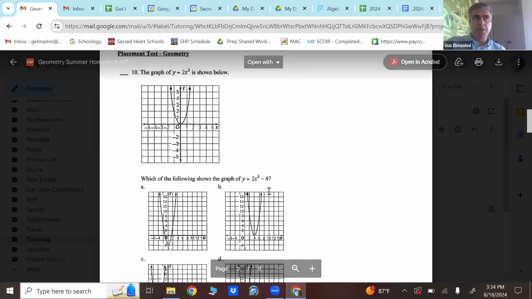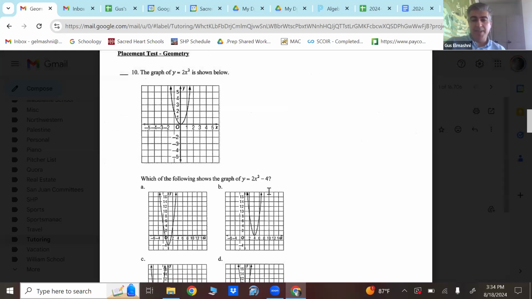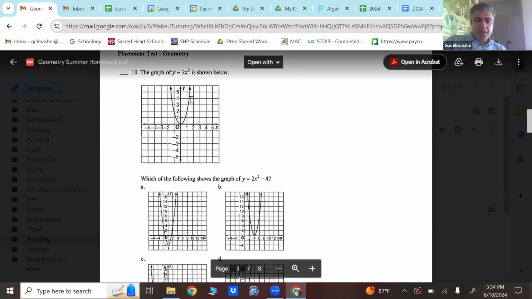But I will say this, I did teach a summer geometry class a couple years ago where I made it really easy and didn't do any proofs because the kids just had to pass. So, anyway, let's just keep going here.